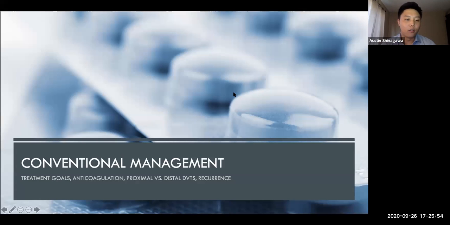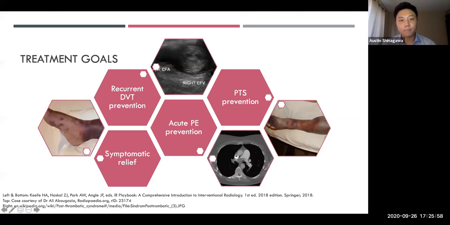All right, so we're going to talk a little bit about conventional management of DVT. There are 4 main treatment goals, which were covered in the Pocketbook of IR. These are symptomatic relief in the acute stage, preventing recurrent DVTs, preventing acute PEs, and then preventing PTS.